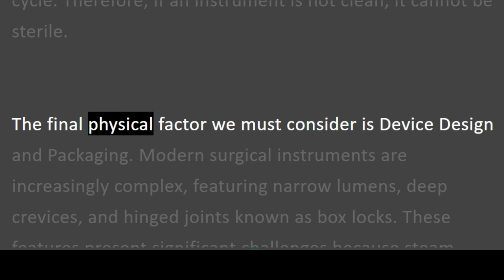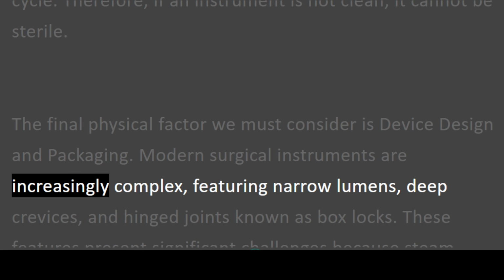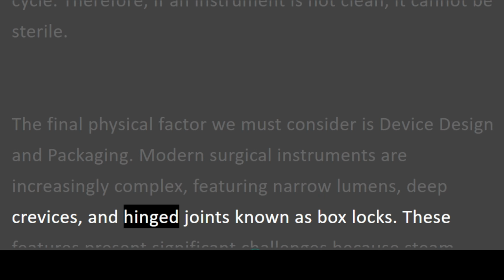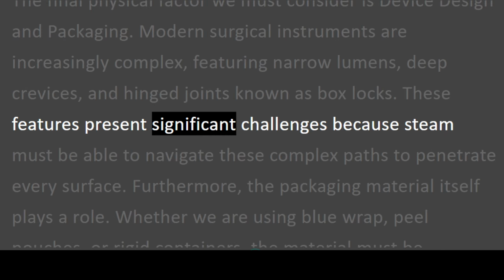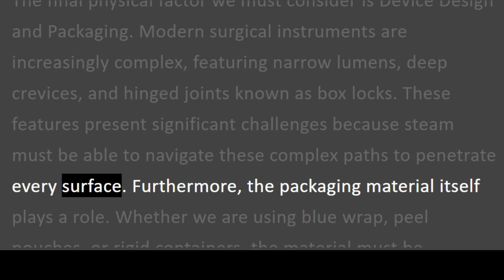The final physical factor we must consider is device design and packaging. Modern surgical instruments are increasingly complex, featuring narrow lumens, deep crevices, and hinged joints known as box locks. These features present significant challenges because steam must be able to navigate these complex paths to penetrate every surface.